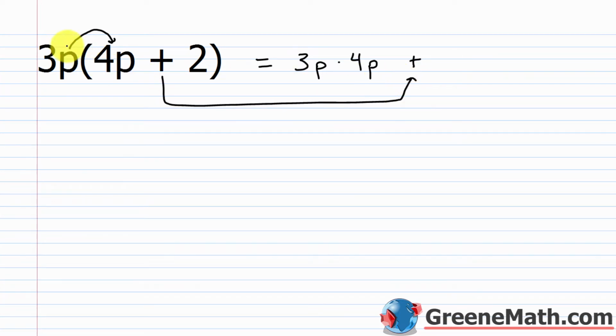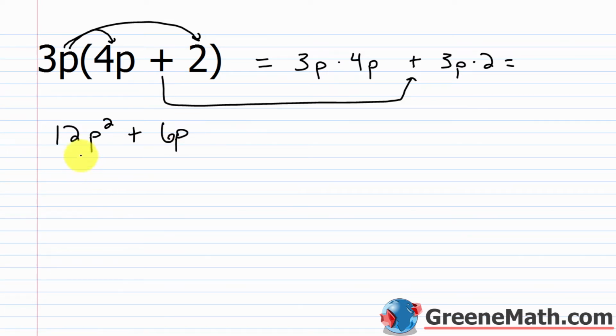What about something like 3p times the quantity 4p plus 2? Again, I'm going to use my distributive property. So 3p times 4p, plus, this guy's going to go over there, 3p times 2. So 3p times 4p, you do 3 times 4, that's 12, and then p times p is p squared. Then plus, next we have 3p times 2, 2 times 3 is 6, and then p just comes along for the ride, so that's 6p. So I end up with 12p squared plus 6p as my answer.